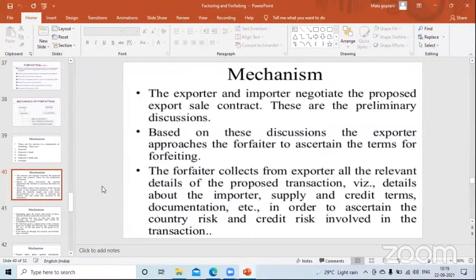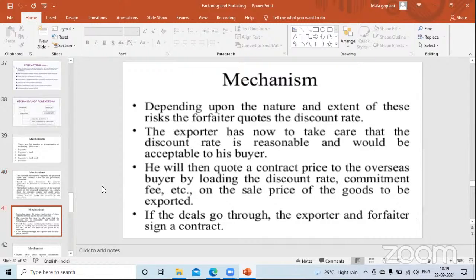Therefore, he has to collect all the details. Okay. Next step will be, depending upon the nature and extent of the risk, the forfeiter quotes the discount rate. Now, the forfeiter will never say, no, I will not take up this transaction and I will not purchase the bills. He will never say no, because his job is this only. He will purchase. But then suppose the credit risk is more, the country risk is more, the market risk is more, the discount rate will also be more.